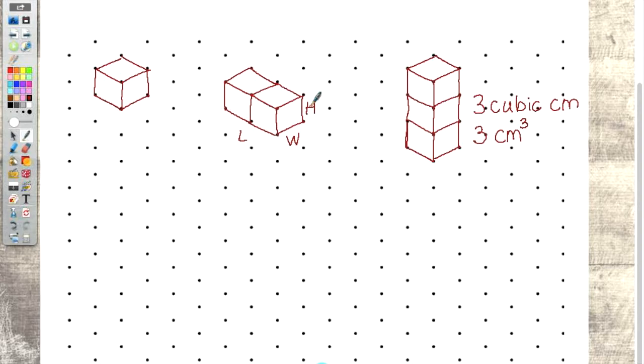Okay? So if I'm going to plug in numbers for each of these letters, what number would I use for the L? 2. So that's going to be 2 centimeters times. What number would I use for the W? 1 centimeter times. What number would I use for the H? 1 centimeter. And that equals 2 centimeters cubed. So write that down. I'm not writing it just for myself. And it looks to me like I should have centered it a little better.